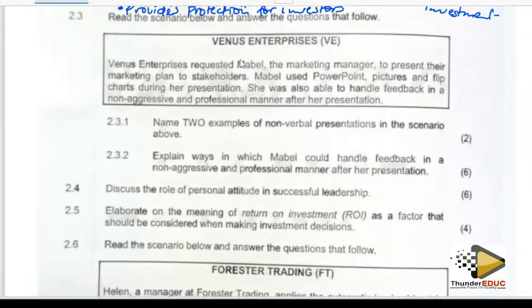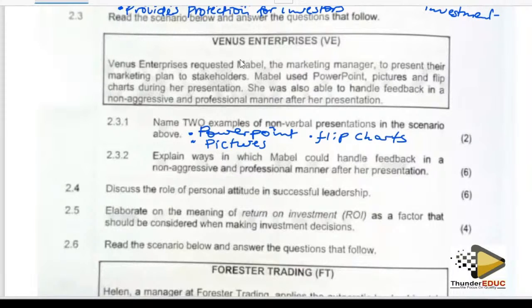So the non-verbal presentations that we are given here, we have what? Number one, PowerPoint. And then the second one, we have pictures. And the third one, we have flip charts. But remember, the question only needs you to give two.